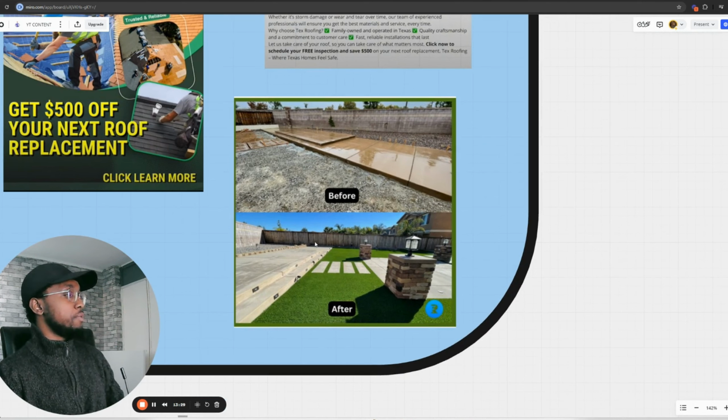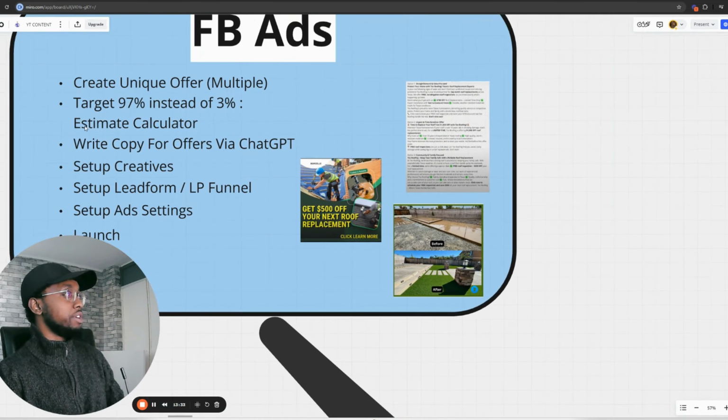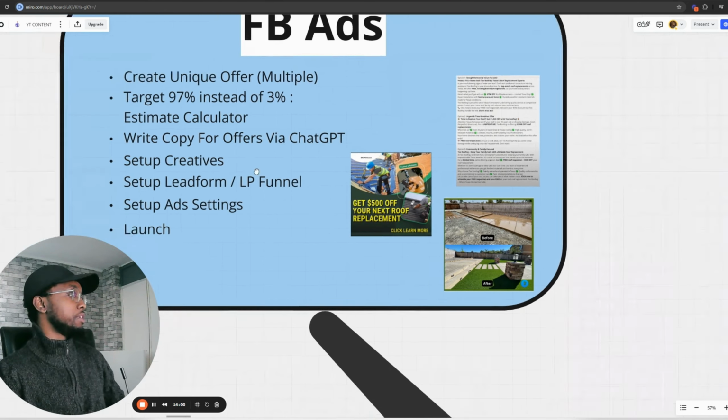As you can see, it's before and after. Okay, and you can also have another type of offer where you promote the estimate calculator to target the 97%. So for example, the estimate calculator targets the 97%, and this targets the 3% who are ready to buy, etc. Right? So with that, you already have three different ads, and you can split test and see which one works best and go forward with that one, of course, but that goes without saying.